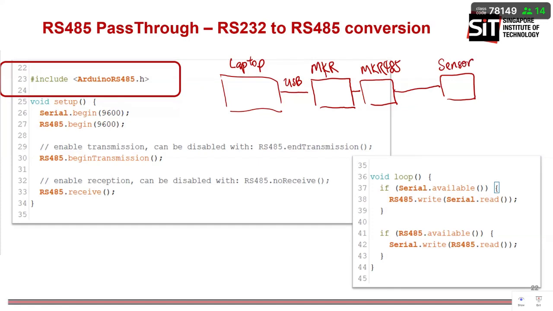Okay. So in this example, we are using RS485 as a physical layer of connection. So RS485 is how we connect the MKR485 and the sensor together. So the question now is, what is the communication between MKR and MKR485? All right, so my question is, what is the communication over here? Anyone? No, not Modbus.